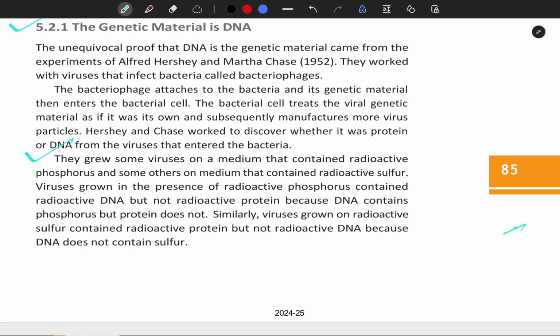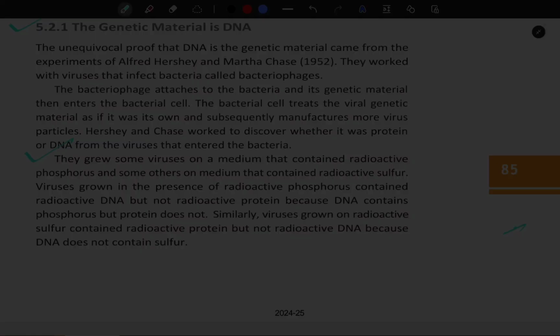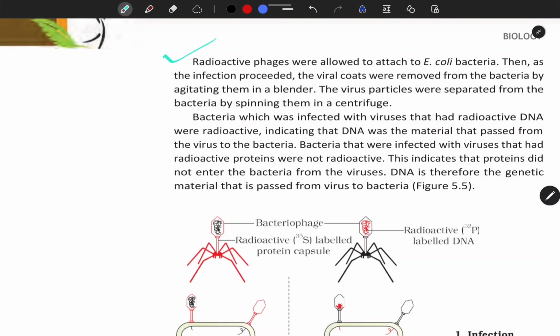Similarly, viruses grown on radioactive sulfur contain radioactive protein but not radioactive DNA, because DNA does not contain sulfur. Radioactive phages were allowed to attach to E. coli bacteria. Then as the infection proceeded, the viral coats were removed from the bacteria by agitating them in a blender. The virus particles were separated from the bacteria by spinning them in a centrifuge.